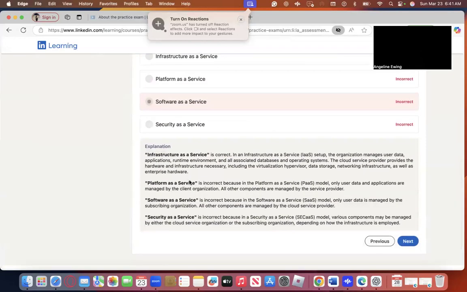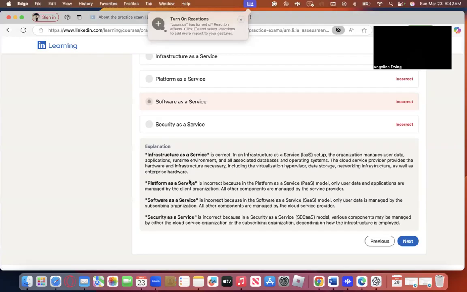In an infrastructure as a service setup, the organization manages user data, applications, runtime environment, and all associated database and operating system. The cloud service provider provides the hardware and infrastructure necessary, including the virtualization, hypervisor, data storage, networking infrastructure, as well as enterprise hardware. On the other hand, in the platform as a service model, only user data and applications are managed by the client organization. Other components are managed by the service provider.